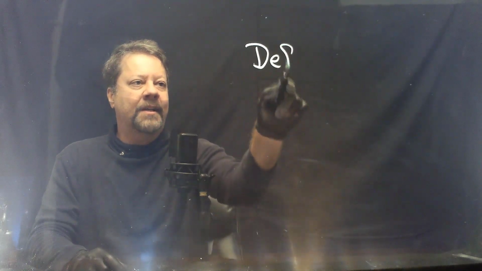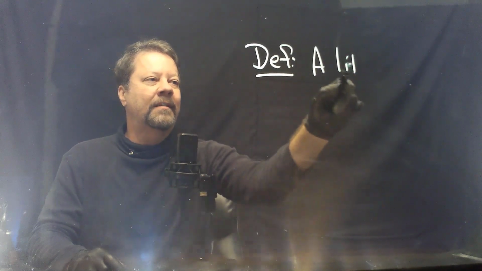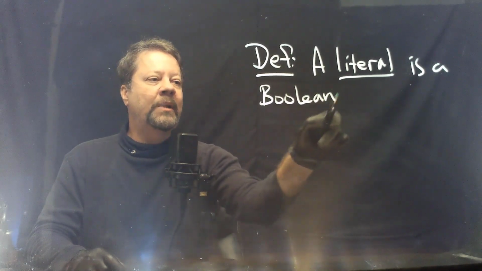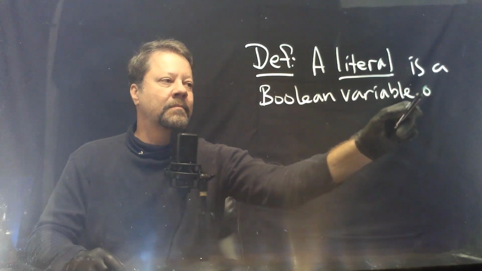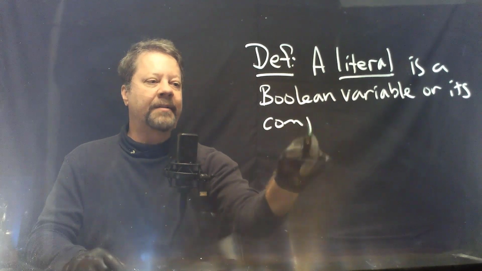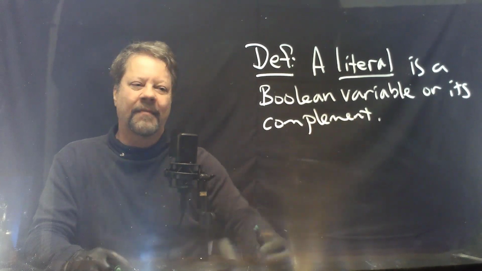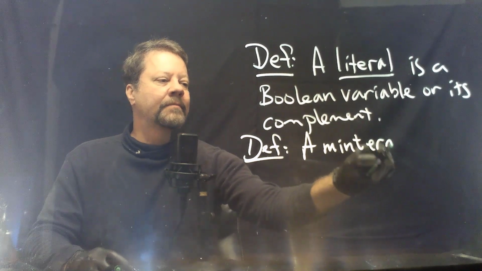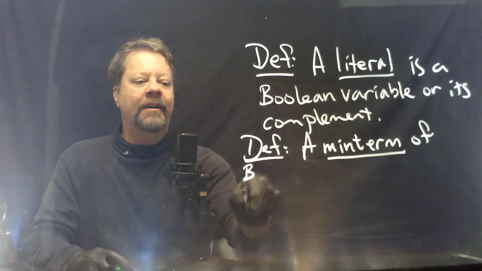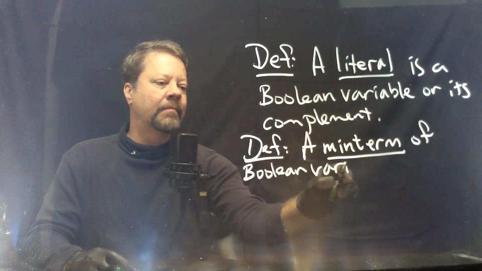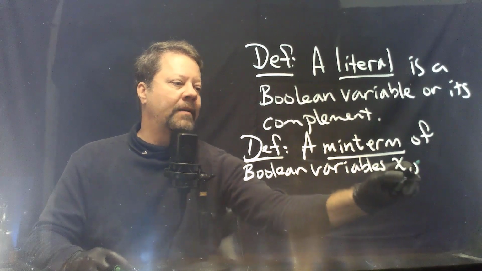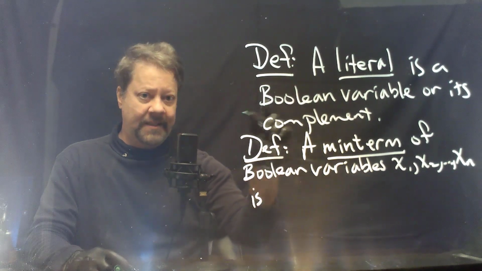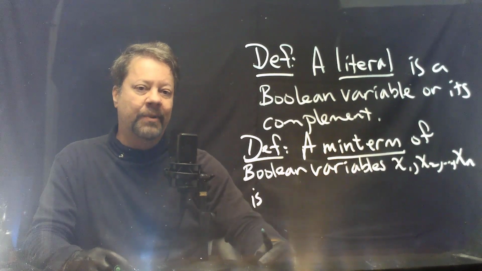In framing this discussion, we need a few terms. A literal is a Boolean variable or its complement. Also, a min term of Boolean variables x1, x2 to xn is a single term involving a product of these variables or their complements.